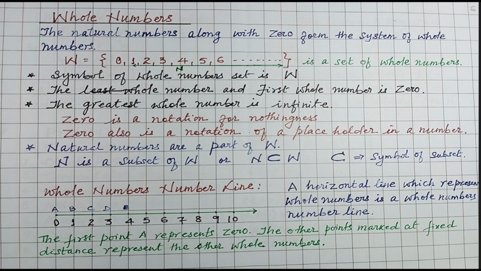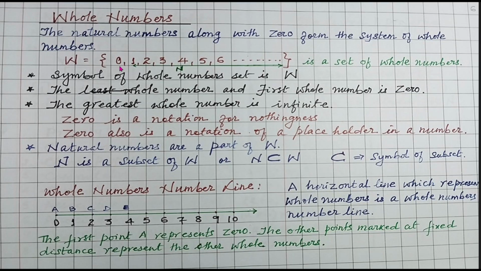In this learning session, we'll be learning about whole numbers. The natural numbers along with 0 is a set of whole numbers. The whole number set is represented by a symbol W. W is equal to the braces. Within the braces 0, 1, 2, 3, 4, 5, 6 represents a set of whole numbers.